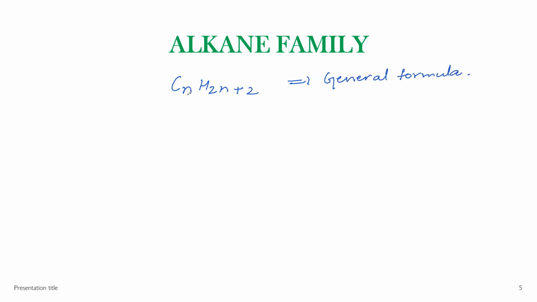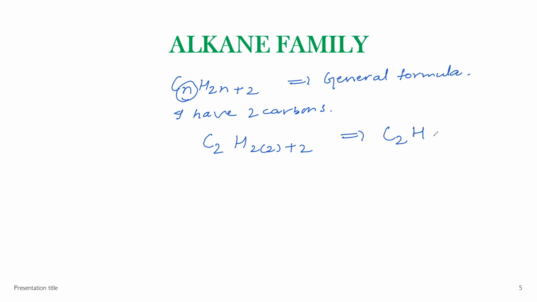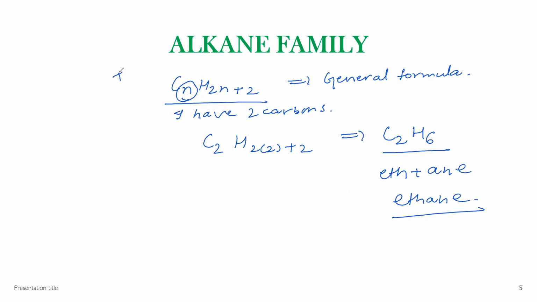Okay. So if I say I have 2 carbons, what would be the formula? I need to put n is 2 here. So C2H(2 times 2 plus 2). So it will give me C2H6. So what is the name of this compound? 2 means eth. And since this is alkane, eth plus ane, ethane. Correct? I hope this is clear. Just remember the general formula. It is important.